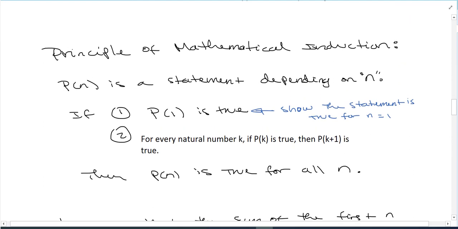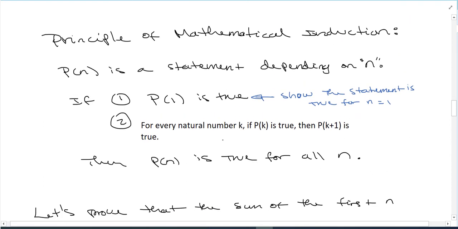So this is dealing with the principle of mathematical induction, which says that if you have a statement about n, and these two conditions are met, then the statement about n is true for all n, from 1 to infinity. The conditions are P of 1 is true, which means you have to show the statement is true for n equals 1. And then for every natural number k, if the statement is true for that k, then the statement is true for k plus 1.